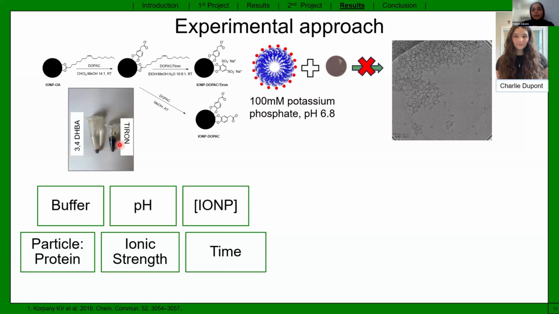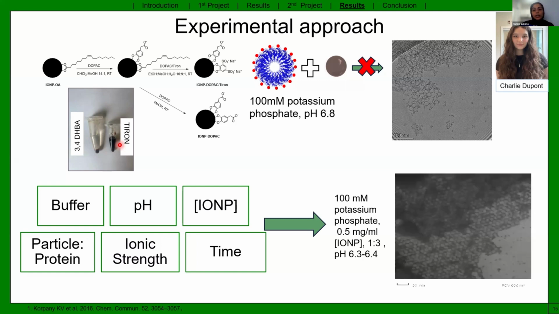With the help of my summer student, Charlie Debon, we were able to cover a good range of possibilities, and we were able to find the best conditions to obtain these sheets. We used the 100 millimolar potassium phosphate buffer, 0.5 milligrams per milliliter as a concentration of iron oxide nanoparticles, and the best pH was 6.3 and 6.4. As you can see here, we have two sheets that are stacked on top of each other.